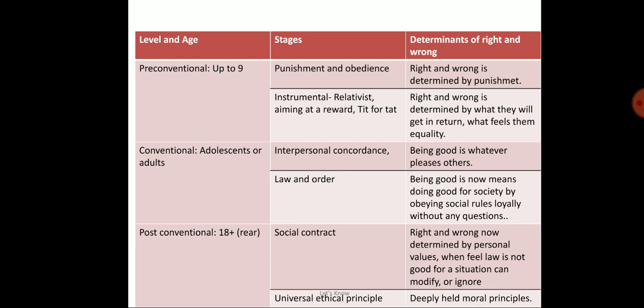Here you see, right and wrong is determined by what they will get in return, what feels like equality to them. They think about what they will get in return. Suppose you have said, if you can answer this question, I will provide you a trophy. Here the conditioning is that he will be rewarded. This level is the pre-conventional thought level.